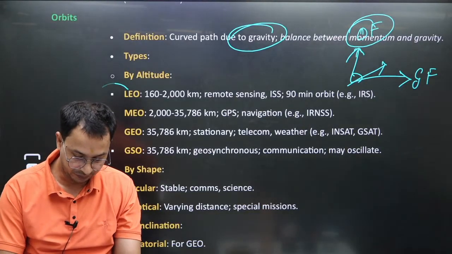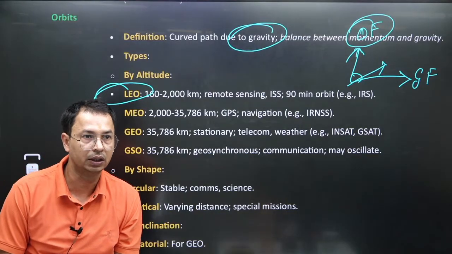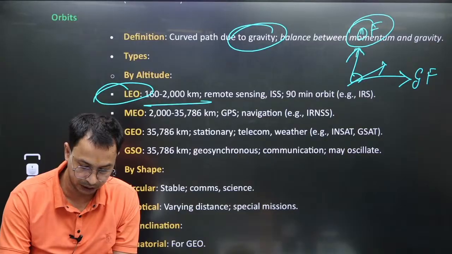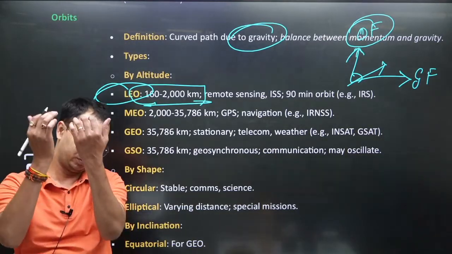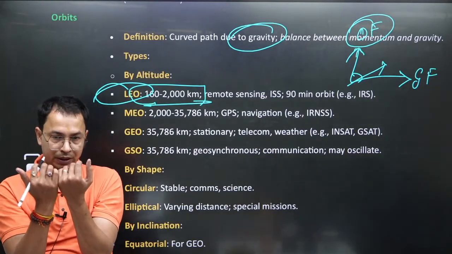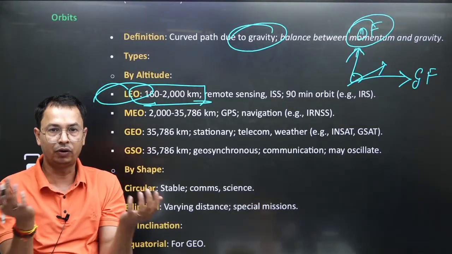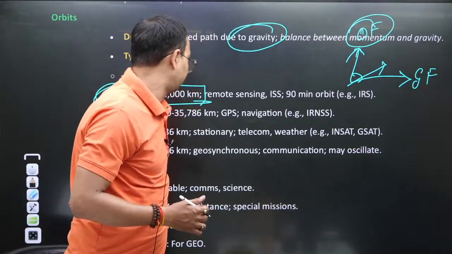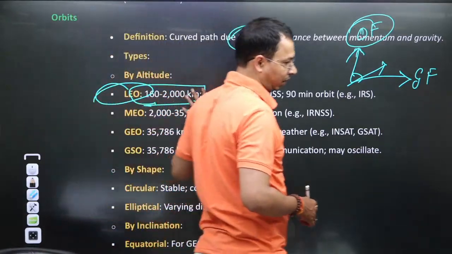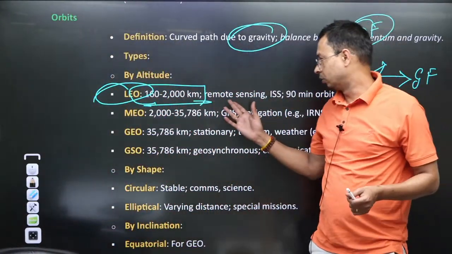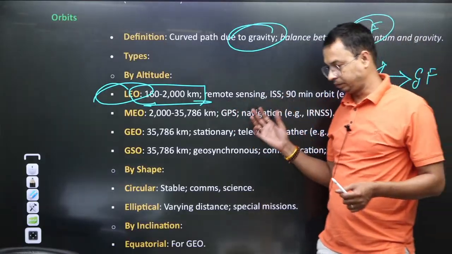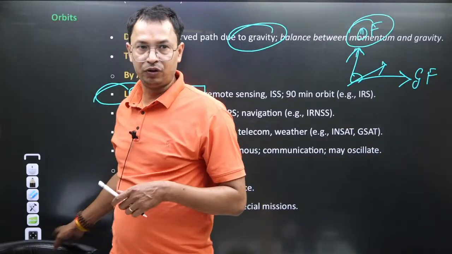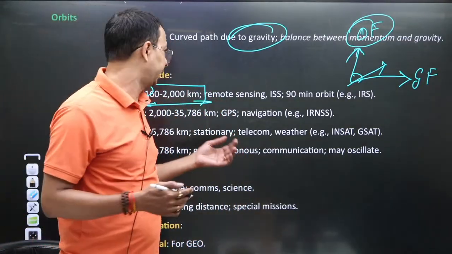Then we have different types of orbit. First is your low Earth orbit. Low Earth orbit is from 160 kilometers to 2000 kilometers altitude. If you are in the low Earth orbit, what will be better for it? Yes, in the low Earth orbit we can have the remote sensing satellite. Remote sensing satellites capture pictures of the Earth. So if you are nearby, there will be better pictures.